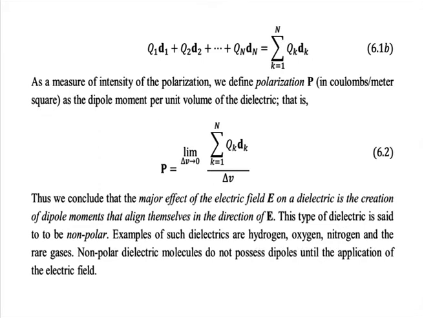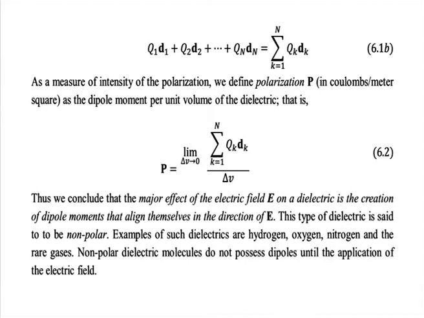As a measure of the intensity of the polarization, we define polarization P, that is the dipole moment per unit volume of the dielectric, given by equation 6.2, that is P is equal to the limit delta v tends to 0 of the summation of Qk dk from k equal to 1 to n upon delta v. The unit of P is coulomb per meter square.